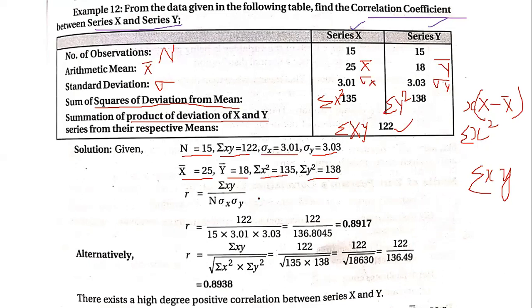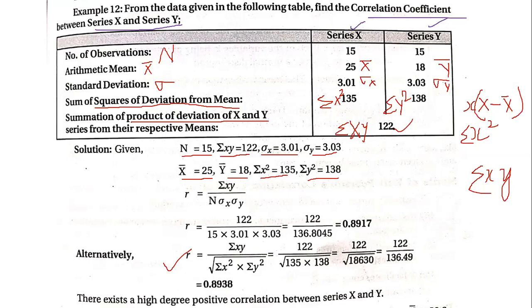Now, our original formula to calculate the correlation coefficient is sigma xy divided by n into standard deviation of x into standard deviation of y. This is the original formula. But from the start, we are using this formula here, that is sigma xy by square root of sigma x square into sigma y square. We will stick to this formula only because we have all the relevant data. So let us go with this formula.